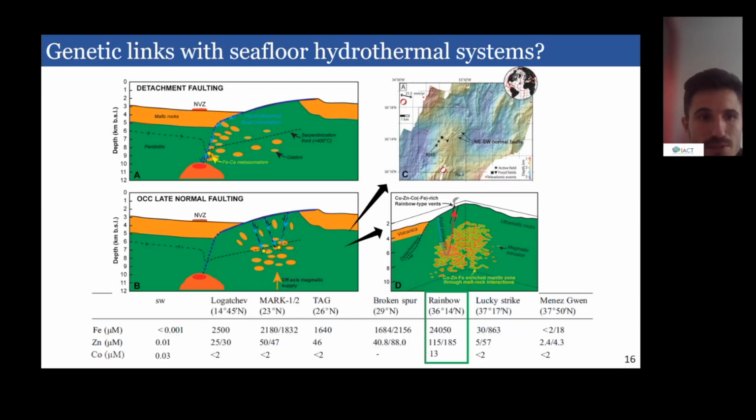And indeed, if we look at the metal composition of the fluids at Rainbow, it is quite enriched in iron, in zinc, and in cobalt compared to the other black smoker-like fluids that vent at the seafloor in different mineralized systems. So here we can probably point to genetic links between the deep-seated magmato-hydrothermal processes and the fluids that vent at the seafloor and that form mineralized systems.